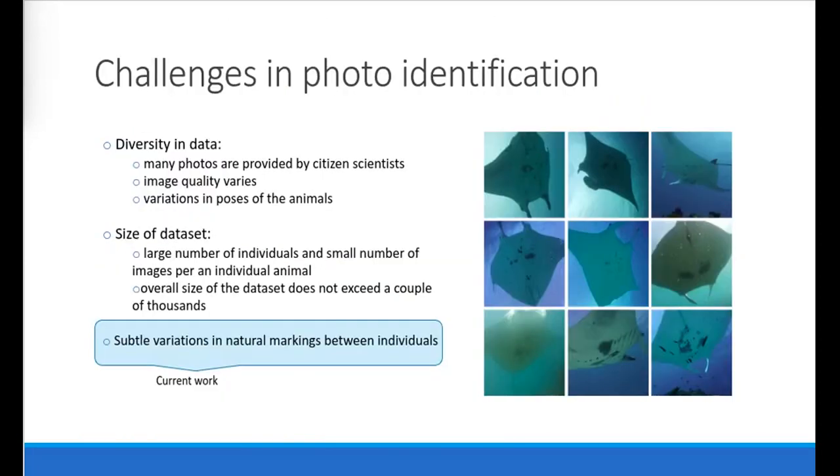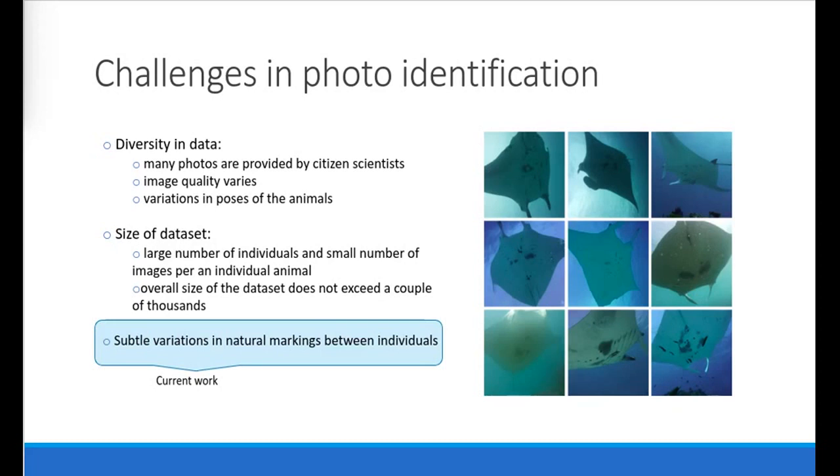So let's summarize what are the challenges in photo identification of wild animals. First of all, there is a diversity in data. As we see, many of photos are provided by citizen scientists. There is a huge variation in image quality and poses of animals in the images.